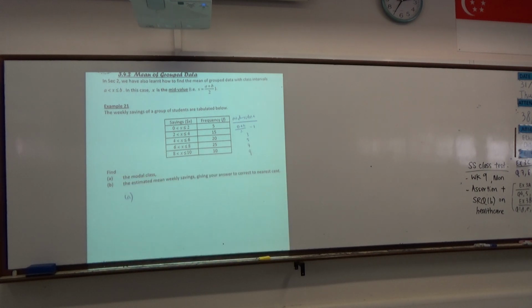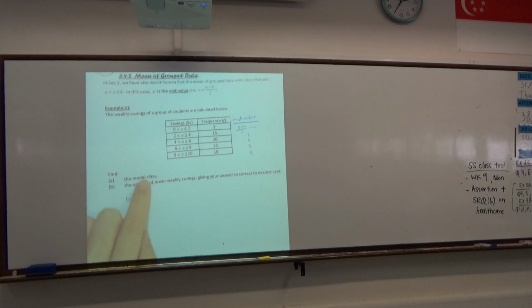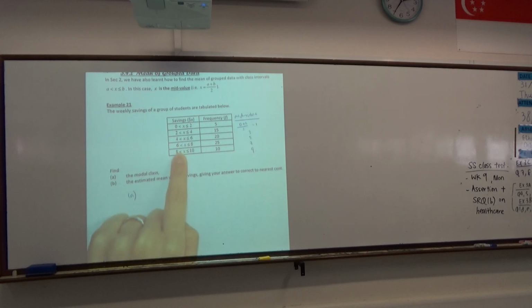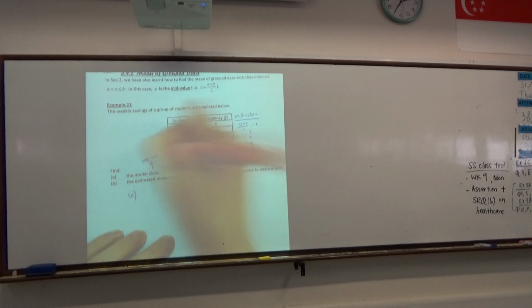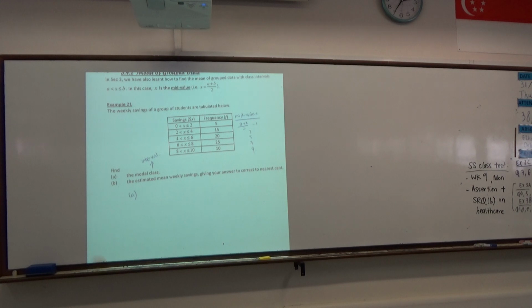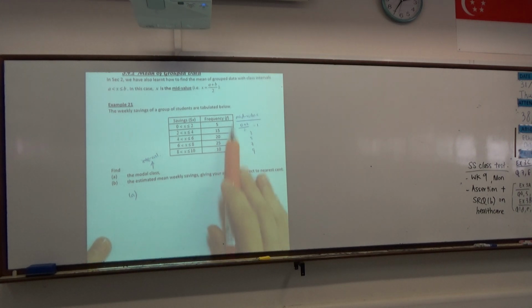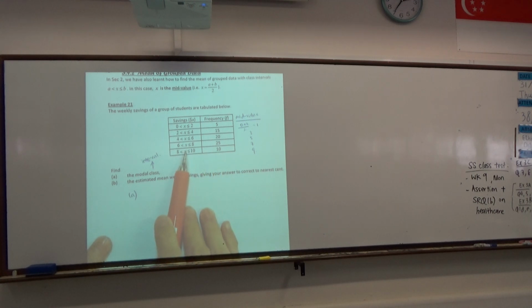Just a quick recap in case you do not know what is a modal class. In case you think that class refers to your class 301, 302, 303 and all that, it is not. Okay, the class refers to interval. So the modal interval itself, that means it is the one with the highest frequency, and that will be this highest frequency is 25. So the modal class is 6 to 8.